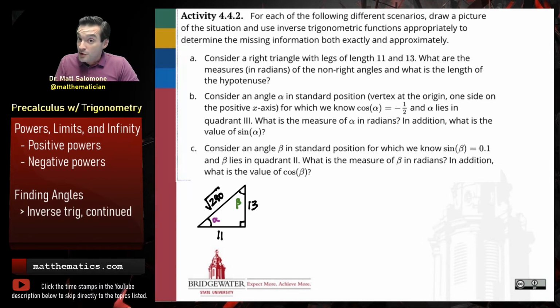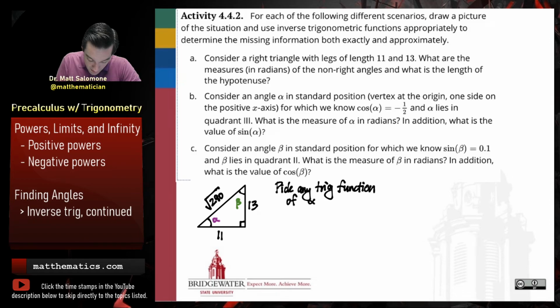All that we really need to do is pick any trig function that we like. Any one of sine, cosine, or tangent, right? Because we can get the values of sine, cosine, or tangent out of ratios of the lengths of the sides of this right triangle. So pick any trig function, and we know all those lengths, which is the key here. Pick any trig function of alpha or beta. Let's suppose that I pick cosine once, and then maybe tangent for the other one.